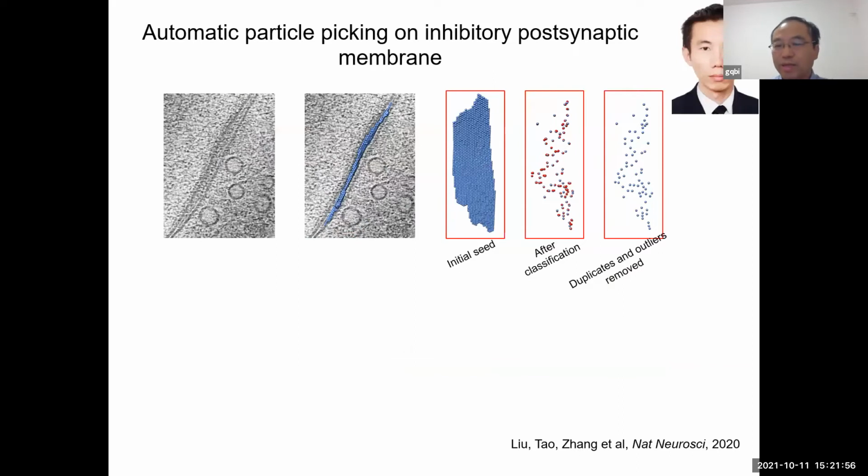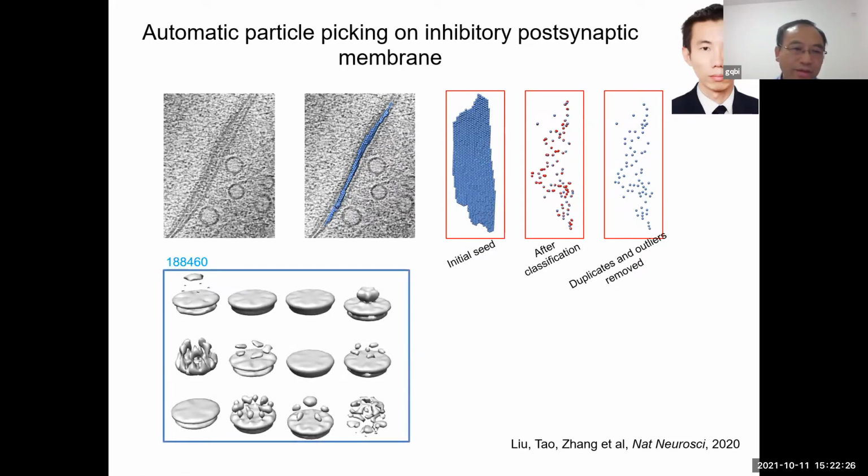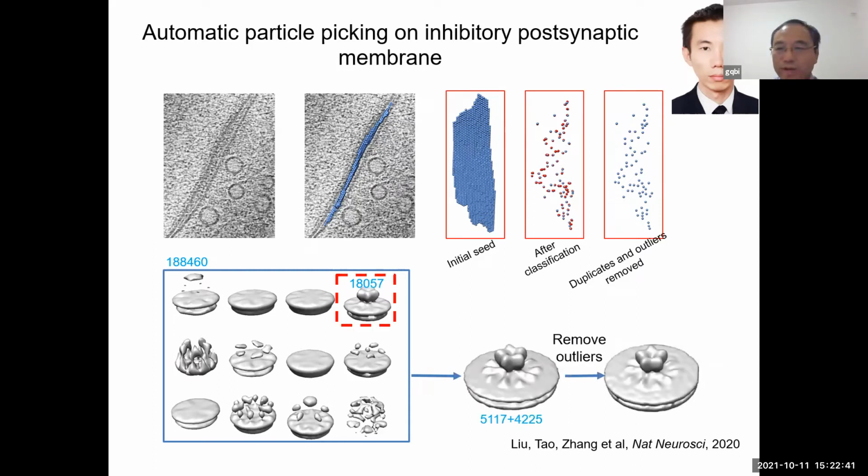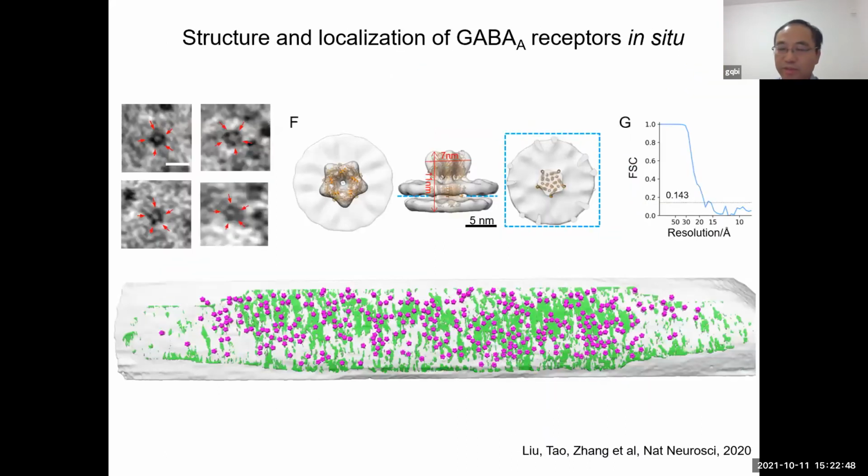But to do this, we need to find individual receptors. Initially, in our first paper in Science, we did this manually. We just used the eye to identify GABA receptors and then rendered them. But that's too tedious, so Xiaokang Zhang developed an oversampled method to do automatic classification. With this classification, a lot of noise is classified out, but there is one very specific structure that looks like a receptor. Eventually we can do the refinement and find the average structure of this particle in situ.